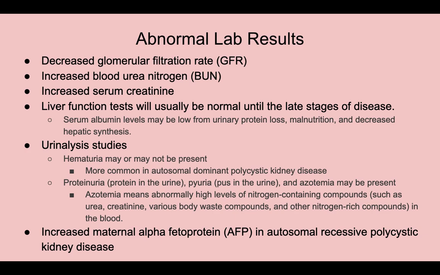And then azotemia may be present. And that just means that you have abnormally high levels of nitrogen-containing compounds like urea, creatinine, body waste compounds in the blood, and that's just from your kidneys not being able to filter out everything like they should be doing. And then for the autosomal recessive polycystic kidney disease, the major difference is they'll have the increased maternal alpha fetoprotein.